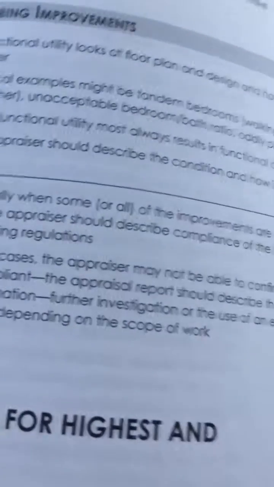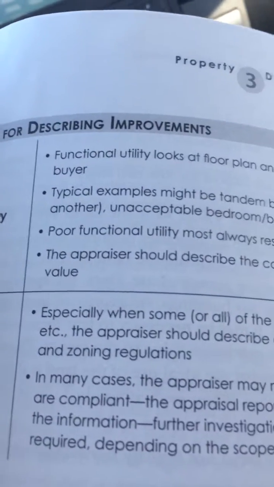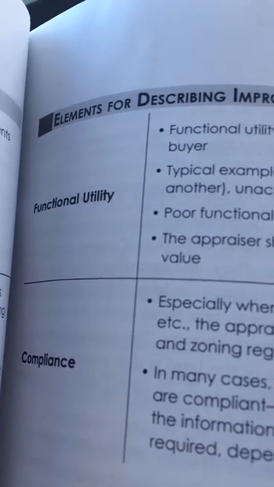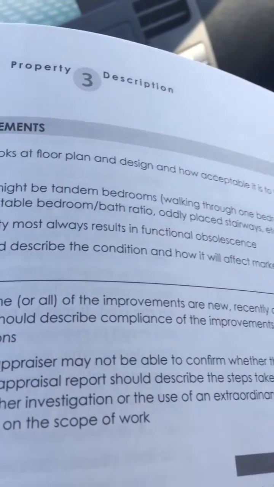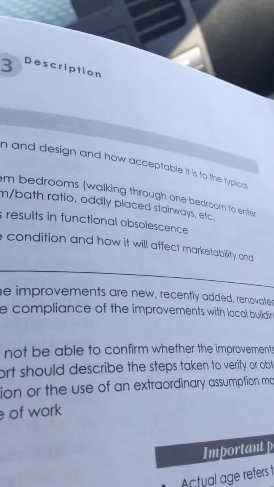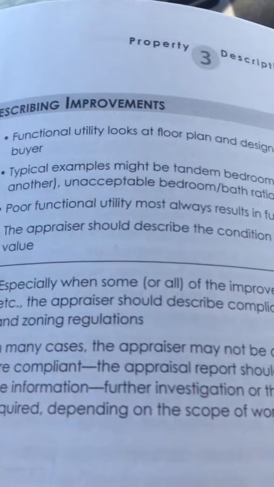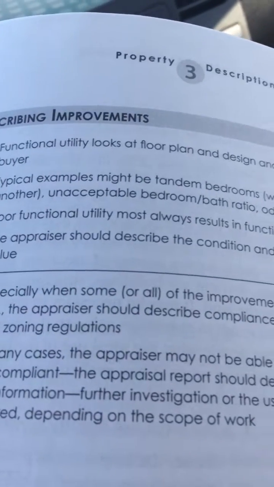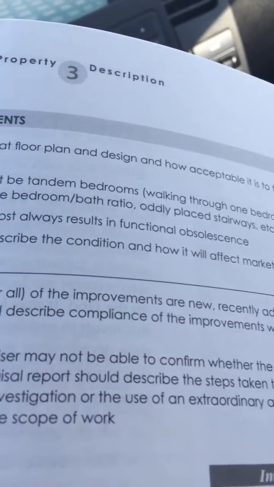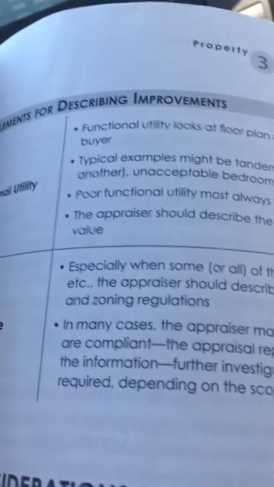Basic appraisal procedures, page 119. Elements for describing improvements. Functional utility. Functional utility looks at a floor plan and design and how acceptable it is to the typical buyer. Typical examples might be tandem bedrooms, walking through one bedroom to enter another, unacceptable bedroom/bath ratio, oddly placed stairways, etc.